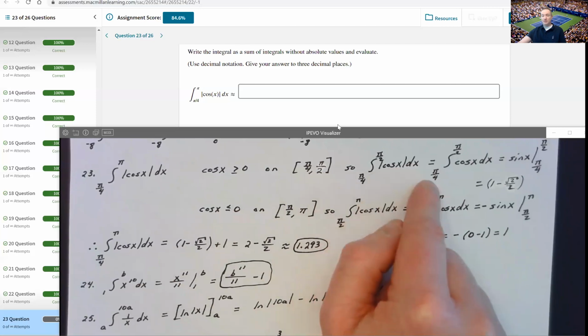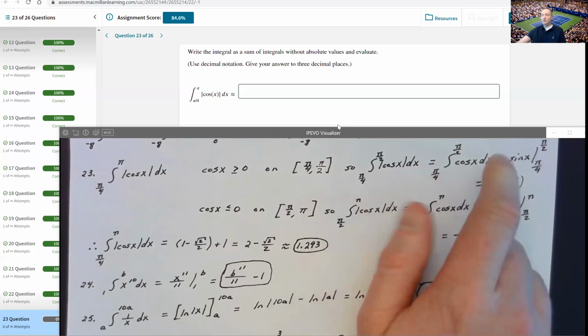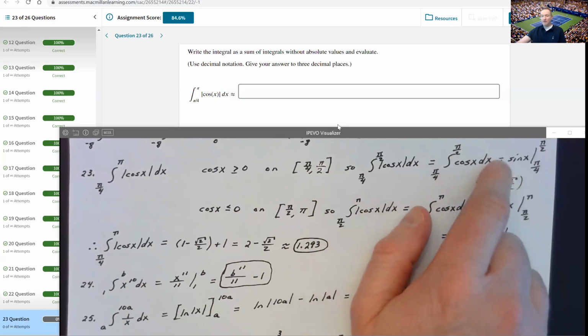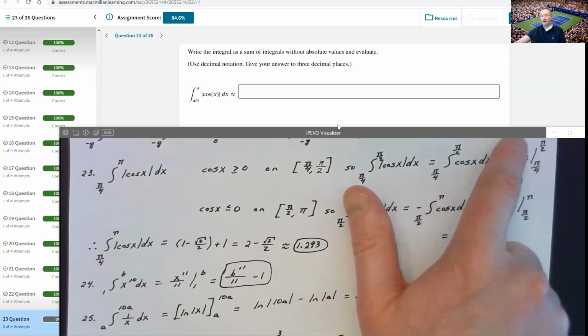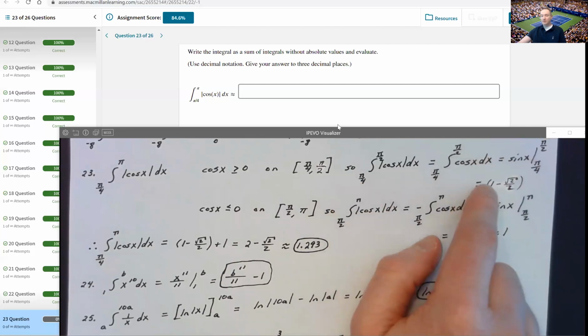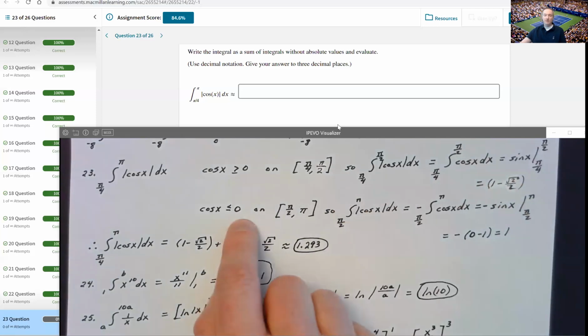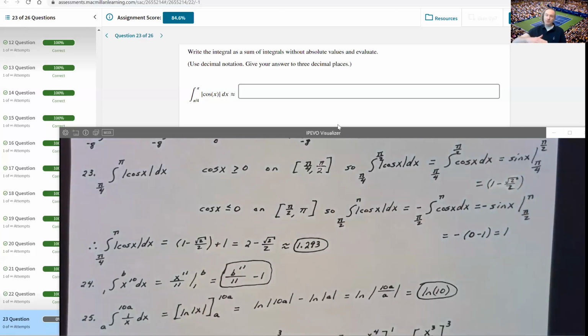I can just say this is the integral from pi over 4 to pi over 2 of the cosine of x, which is going to give me the sine of x. And then I can evaluate that integral answer of the sine of x from pi over 4 to pi over 2. So I first evaluated the upper limit. Sine of pi over 2 is 1, minus the sine of pi over 4, which is the square root of 2 over 2. Now, for the second portion of this, well, what about from pi over 2 to pi?